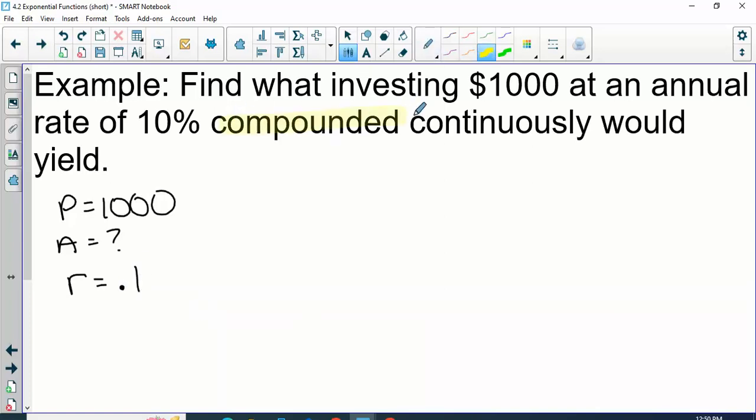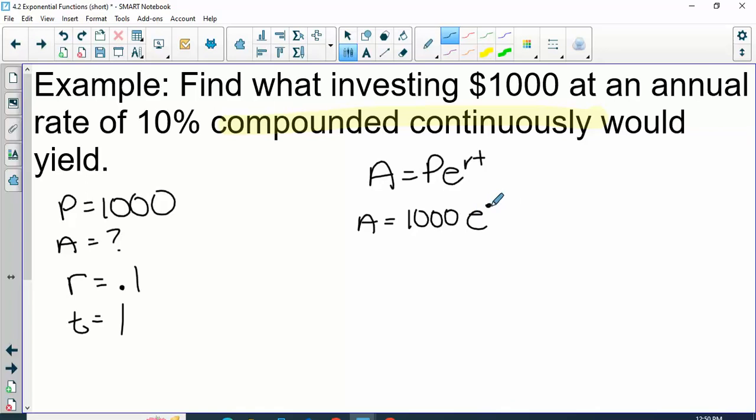As soon as I say compounded continuously, what are we doing? Well, not even every day. More specific, we're doing the continuous interest formula. E to the RT. Okay. Did I tell you the time? No. All I said was annual, so what could we use for T then? 1 year. Okay. So P is 1,000.